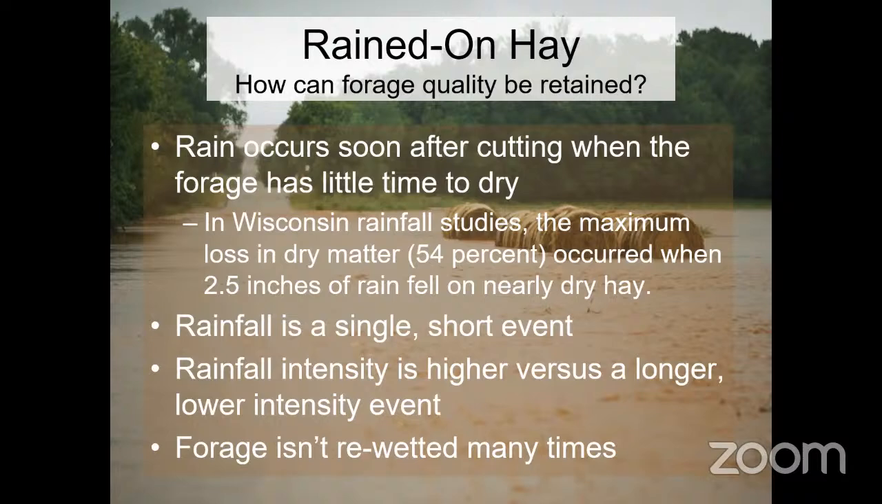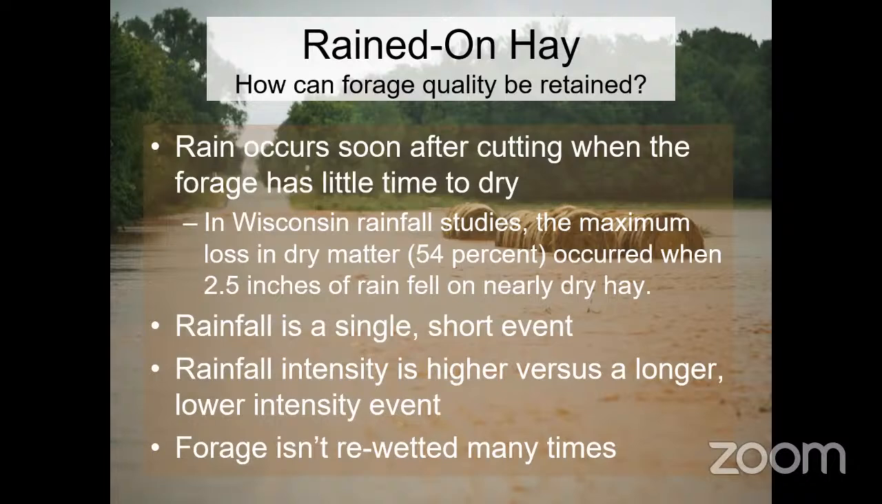In a study in Wisconsin that I found, they found the maximum loss in dry matter, which was significant at 54%, occurred when there was 2.5 inches of rain that fell on nearly dry hay. That's when they had the greatest loss. Probably it was alfalfa. And that's what we find. If we're getting ready to rake it for the last time, or we're getting ready to bale and it's that close, and then we get a rain on it, that can be disastrous. Also, forage quality is retained if there's a single short event. The problem you run into is if you get that rain on your hay and then a weather cell has set in and we're there for the next 2 weeks, that's a problem. That's not a good situation.